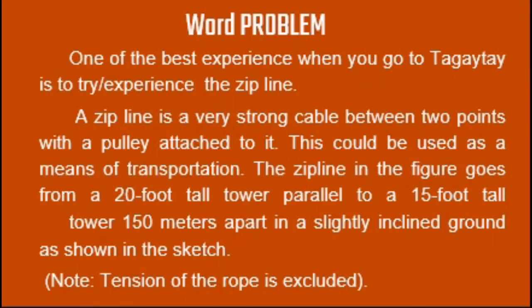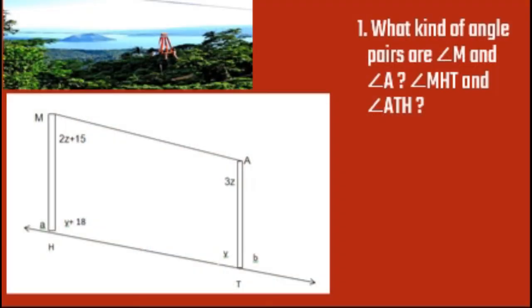Word problem. One of the best experiences when you go to Tagaytay is to try the zip line. A zip line is a very strong cable between 2 points with a pulley attached to it. This could be used as a means of transportation. The zip line in the figure goes from a 20-foot tall tower parallel to a 15-foot tall tower, 150 meters apart in a slightly inclined ground as shown in the sketch. Note, tension of the rope is excluded. So here is the sketch.